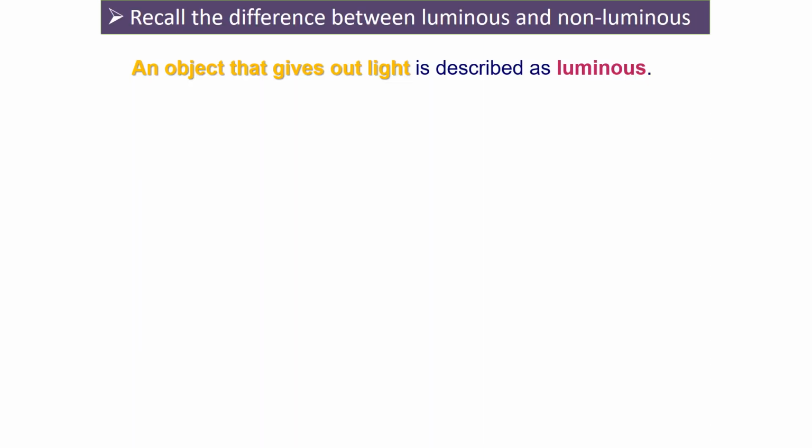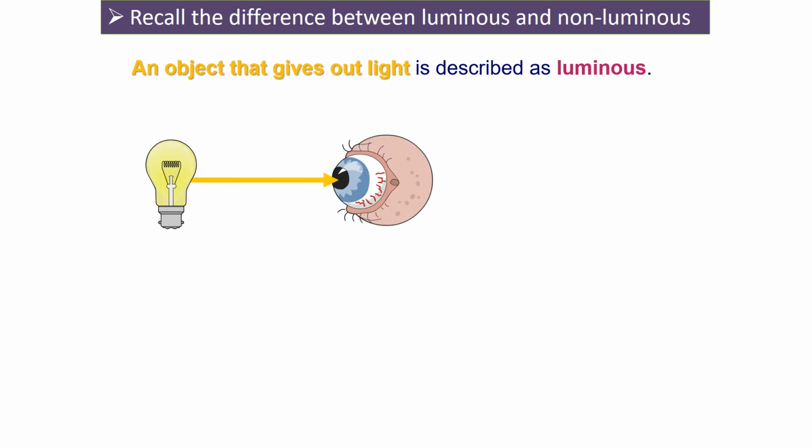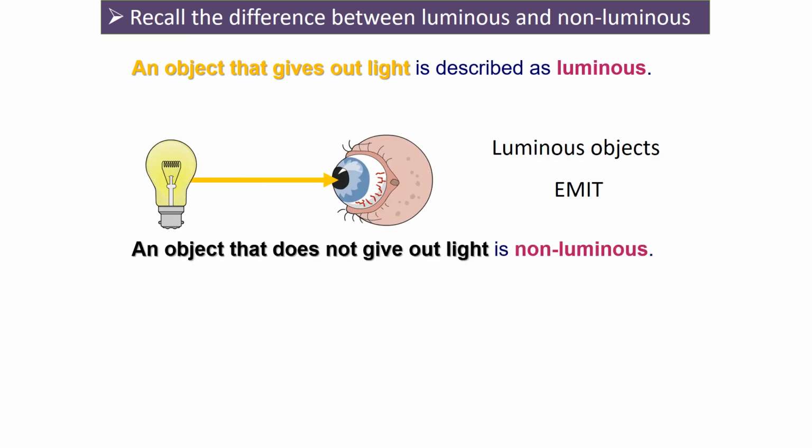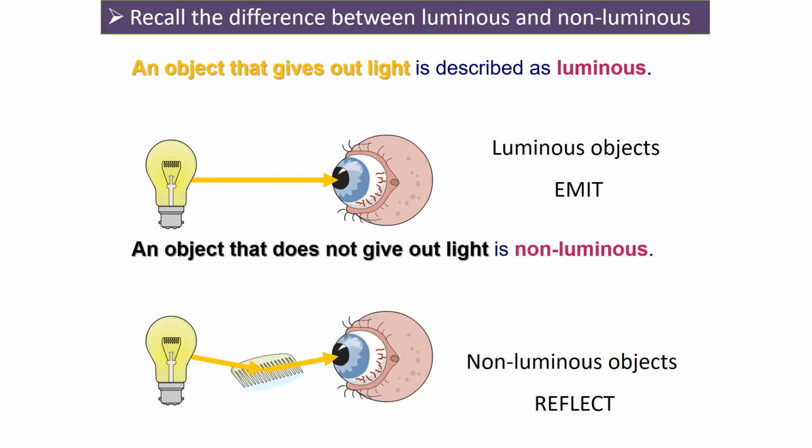So, going to look at our first learning objective, describing the differences between luminous and non-luminous. So an object that gives out light is described as luminous, like a light bulb. So luminous objects emit light. An object that does not give out light is therefore called non-luminous. Non-luminous objects reflect the light.